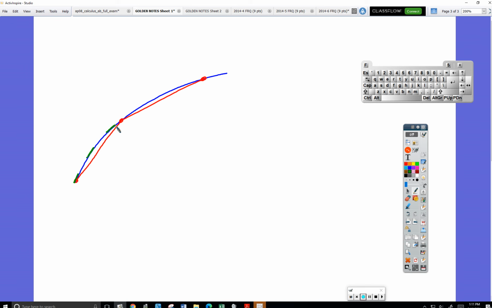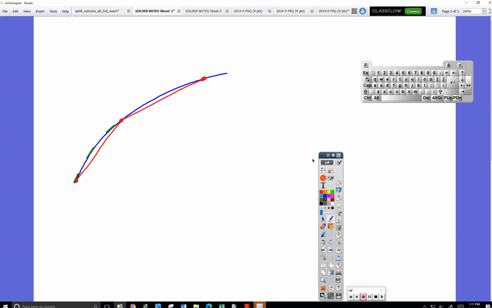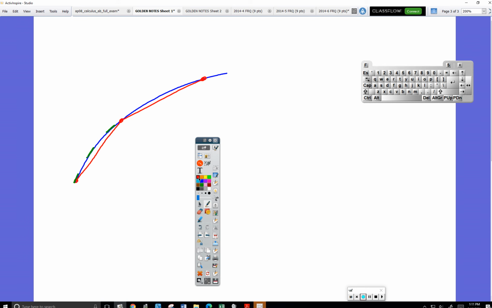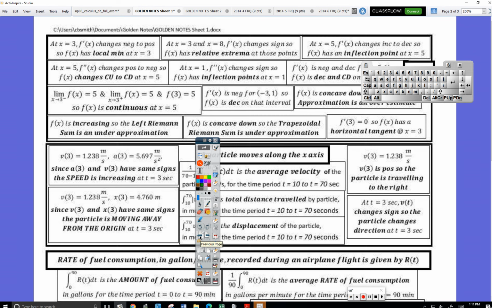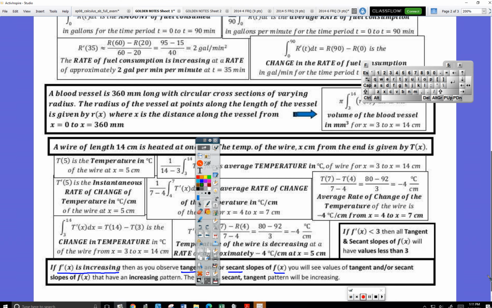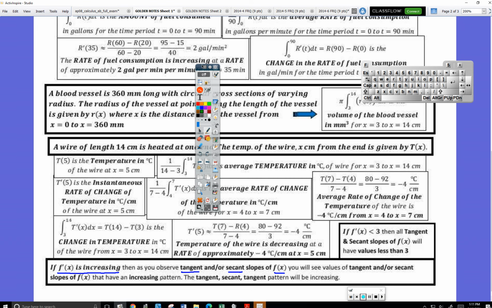If you alternate, like you go from this secant here, and then you compare that to the next tangent you hit, you notice that from that secant to that tangent, there was a decrease. So that's what the golden notes are reminding you of. In our case, this was concave up, but the tangent and secant slopes have to follow that increasing or decreasing pattern. That's the big idea. Back to the problem.